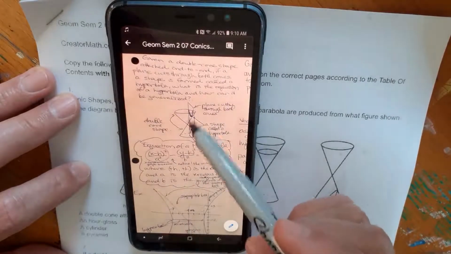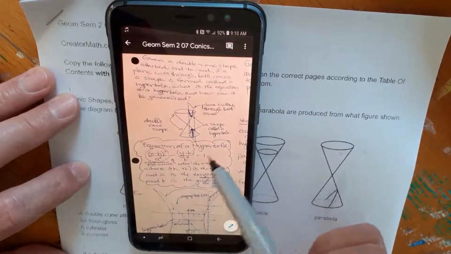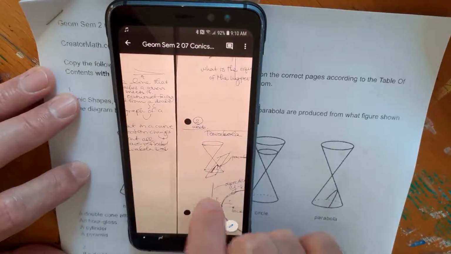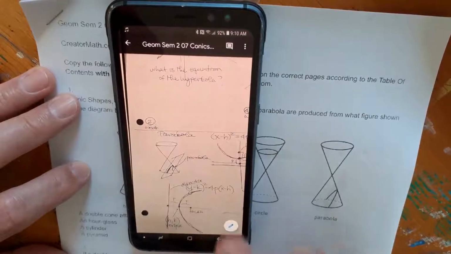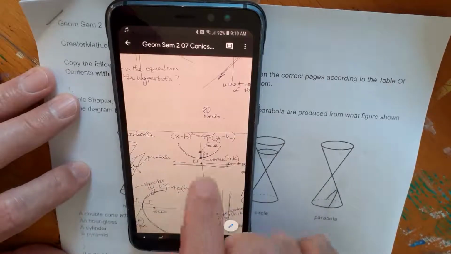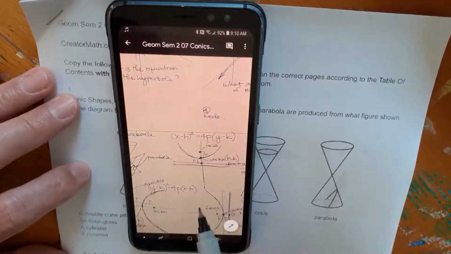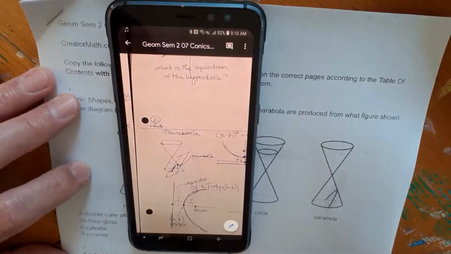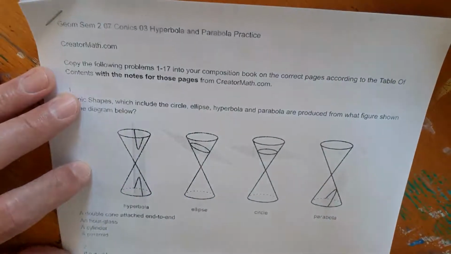So we're looking at conic sections here. We've got the equation of a hyperbola, and we're going to talk about that really quickly. We're also going to talk about the equation of a parabola right here. So those are in the notes. Sometimes it'll be a picture of the board, sometimes of my notes. You're going to copy these into your comp book. That'll help you do the problems we're about to do, as we'll illustrate.